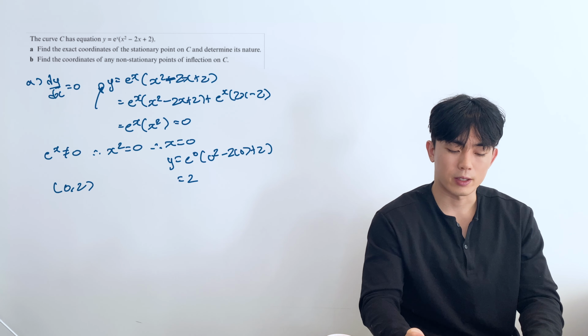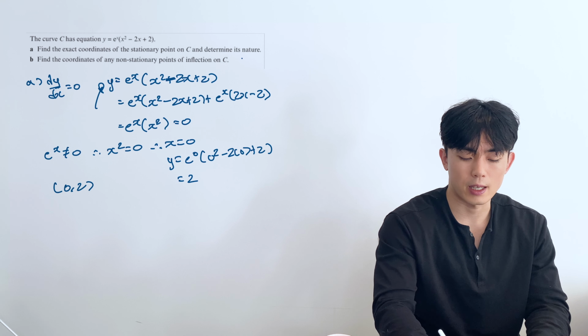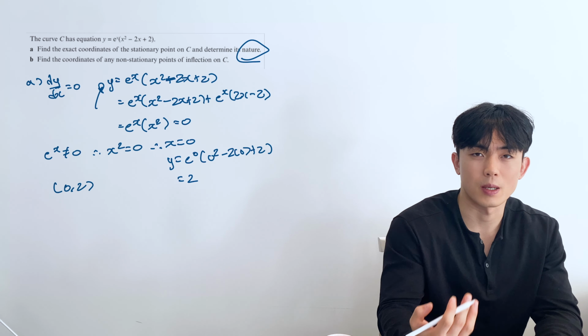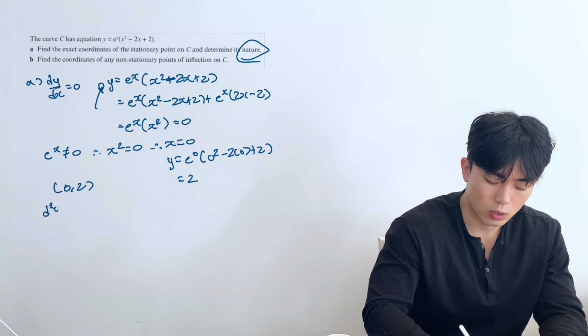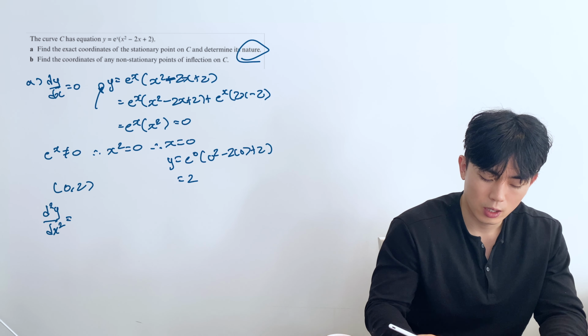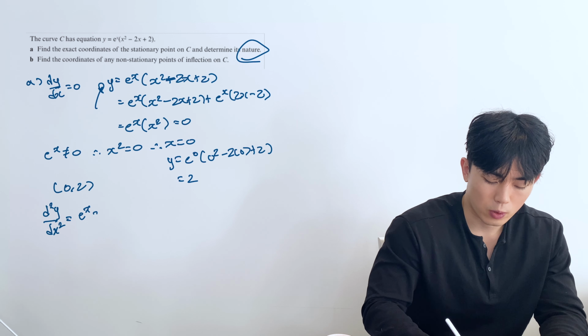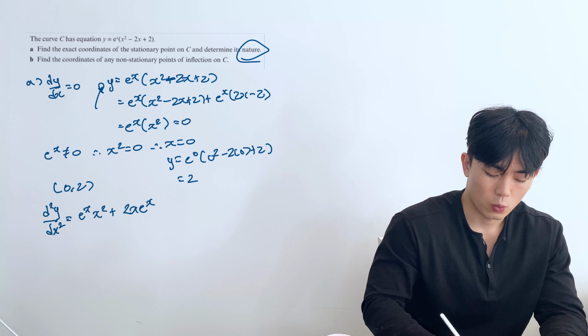Right, they've asked us now to determine its nature. Nature just means is it a maximum point, or is it a minimum point, or is it a point of inflection? So the way we work that out is we differentiate it again. So d2y by dx2. So we get e to the x, x squared plus 2x e to the x, which is e to the x, x squared plus 2x.